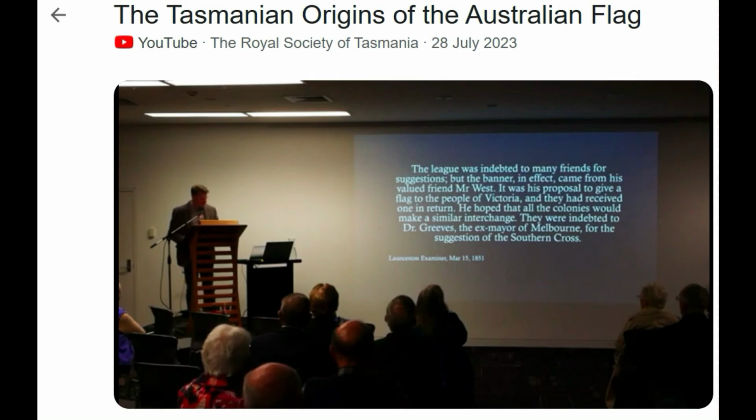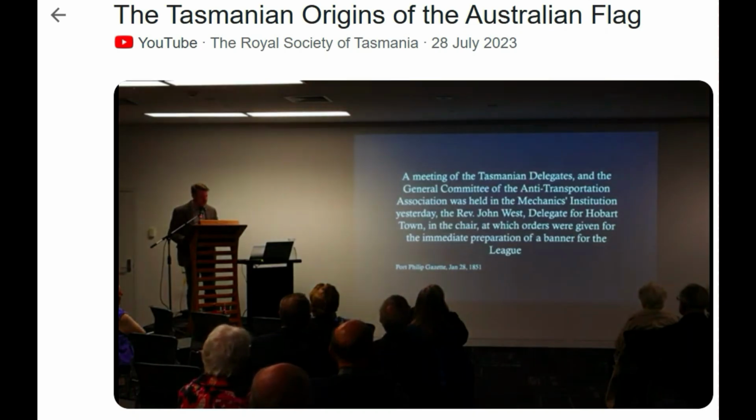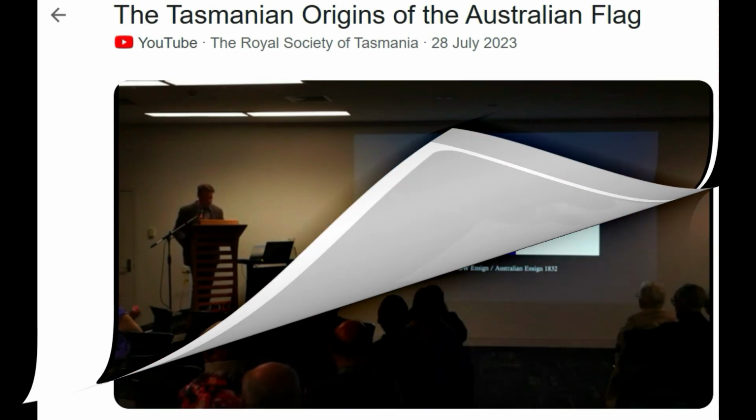So on January the 27th, a meeting of the Tasmanian Victorian delegates was held in Melbourne, at which it was resolved to initiate the Australasian League, with the public meeting set up for the following Saturday, February the 1st. And in the Port Phillip Gazette, they recorded, a meeting of the Tasmanian delegates and the General Committee of the Anti-Transportation Association was held in the Mechanics Institution yesterday. The Reverend John West, delegate for Hobart Town, in the chair, at which orders were given for the immediate preparation of a banner for the League.